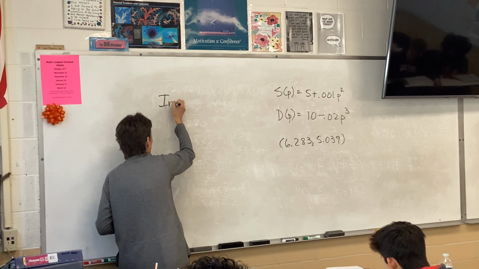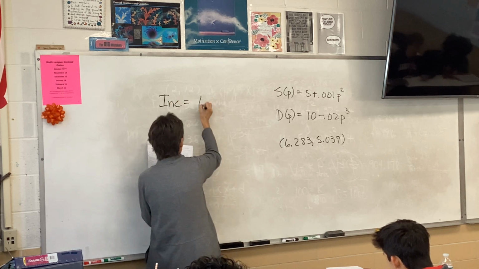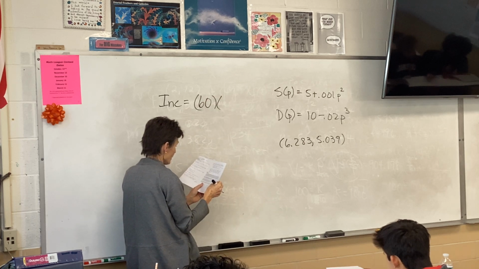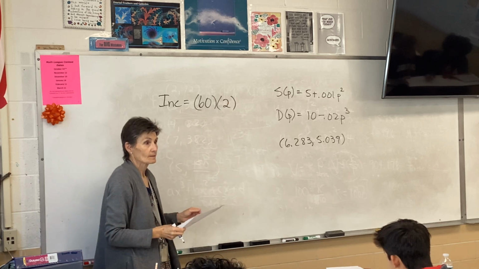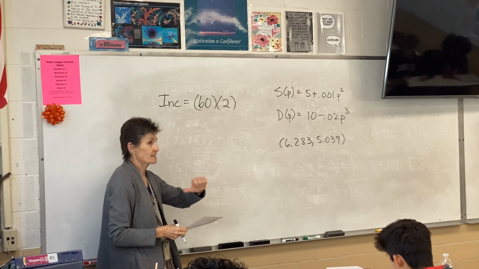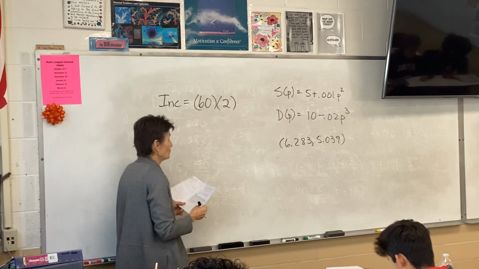Right now, if I want to sell my paper, I have 60 pounds and I'm going to sell it for $2. Right? That's how much I make right this instant. Well, I'm greedy, I want to make more money. So what am I going to do?